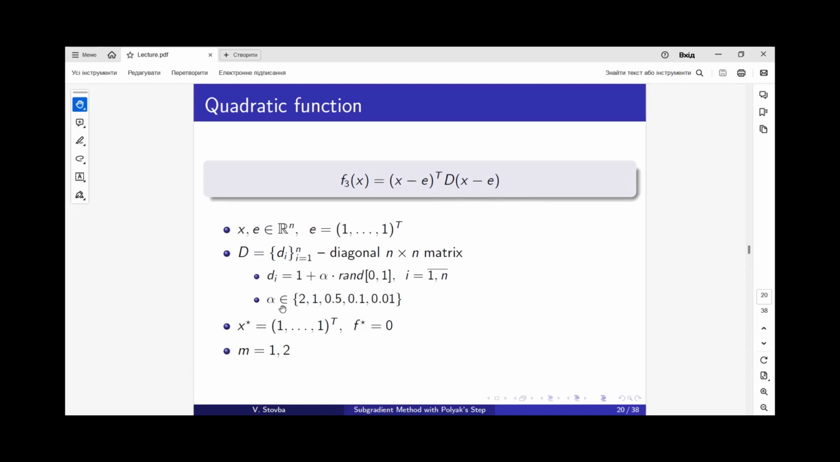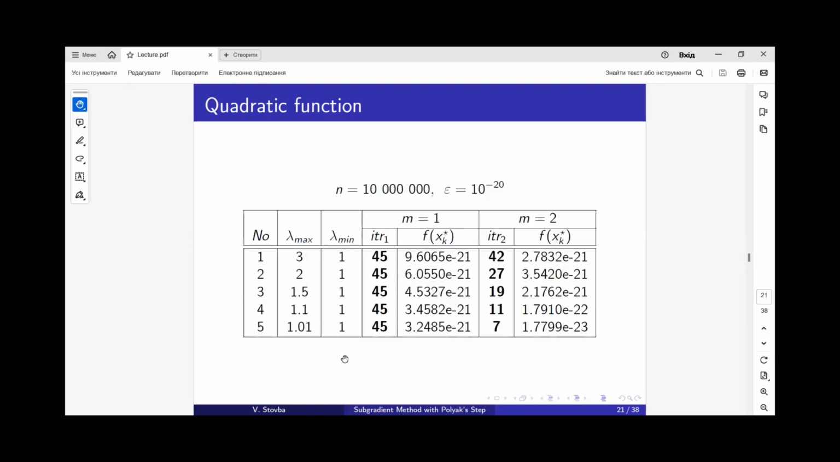We have some alpha values, and by changing these values, we can affect the eigenvalues of the matrix D. The optimal value here is all ones, and f star here is 0. Since it's a quadratic function, we can use m equals 1 and 2. As the number of variables n, we chose 10 million, and the accuracy is 10 to the power of minus 20.